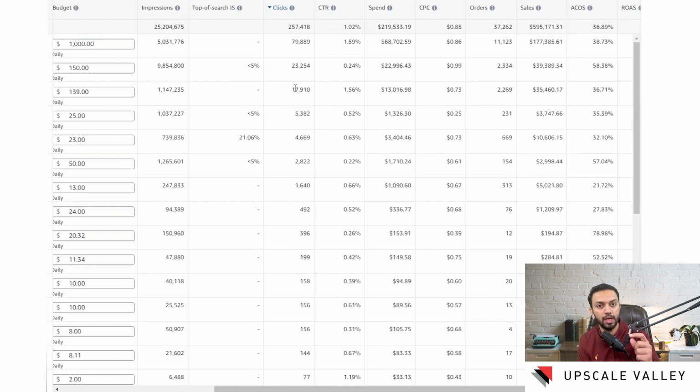And because we have one keyword per campaign, it will be easy. Let me filter out all of those keywords which have conversion issues. So that's what I'm going to do for the exact match campaigns.